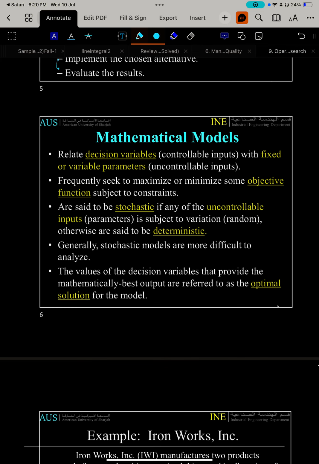Now let's go through the mathematical models. Mathematical models basically relate decision variables, which are the controllable inputs, with fixed or variable parameters, which are uncontrollable inputs. So it relates the controllable inputs with the uncontrollable inputs. They frequently seek to maximize or minimize some objective function subject to constraints. These models are said to be stochastic if any of the uncontrollable inputs or parameters is subject to variation or random, otherwise they are said to be deterministic.